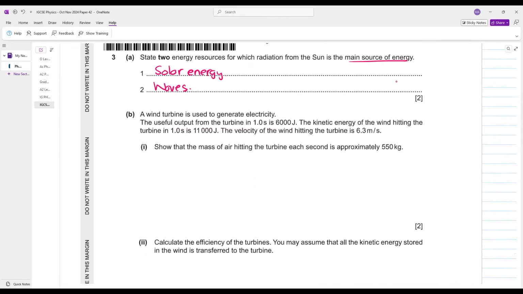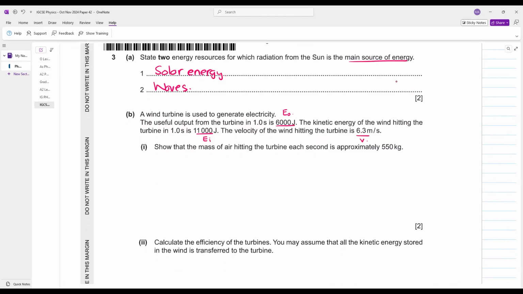A wind turbine is used to generate electricity. Okay. The useful output from the turbine in 1 second is 6000 joules. This is your energy output. The kinetic energy of the wind hitting the turbine in 1 second is this. This is your energy input. The velocity of the wind hitting is this.